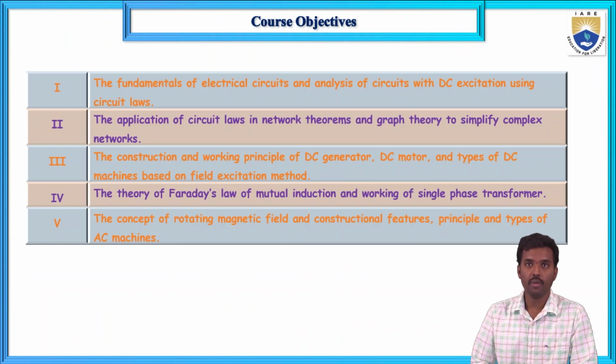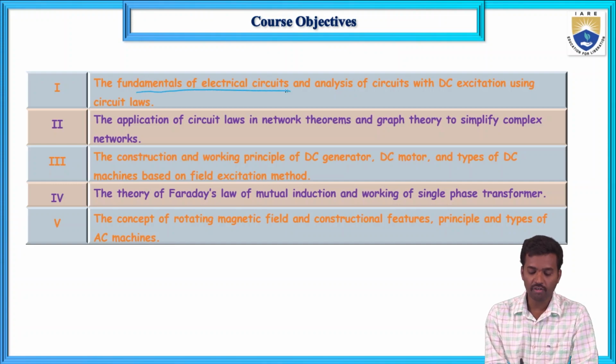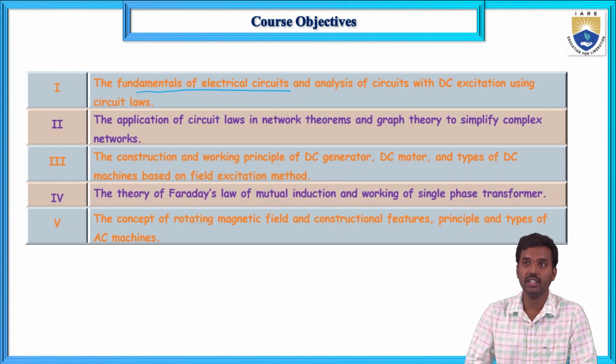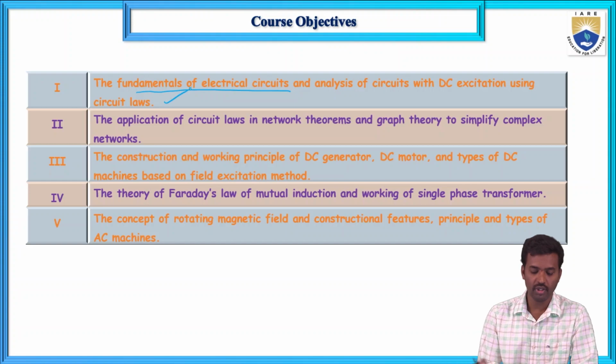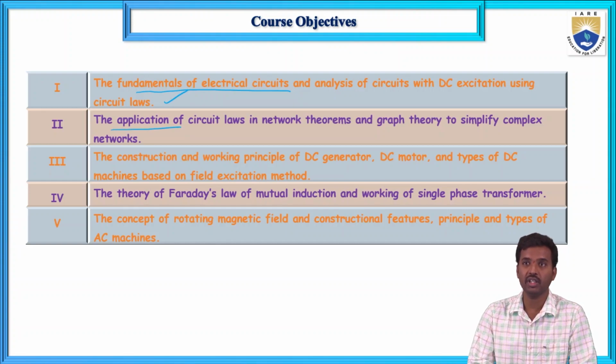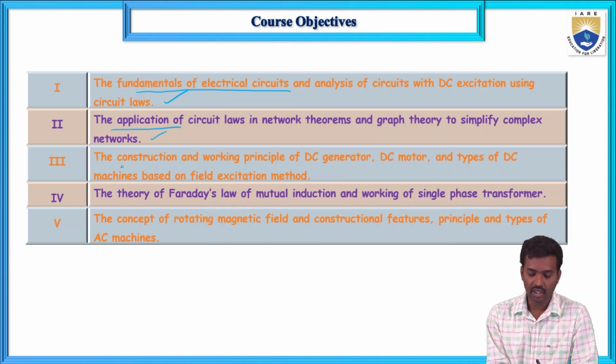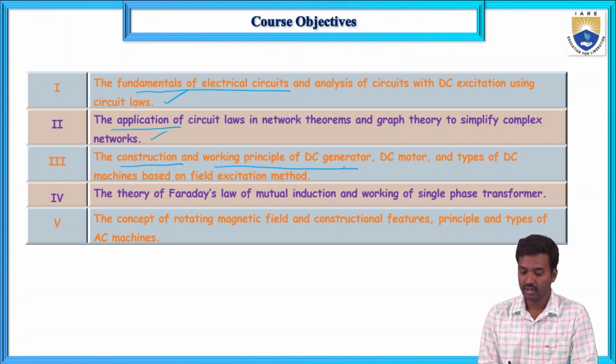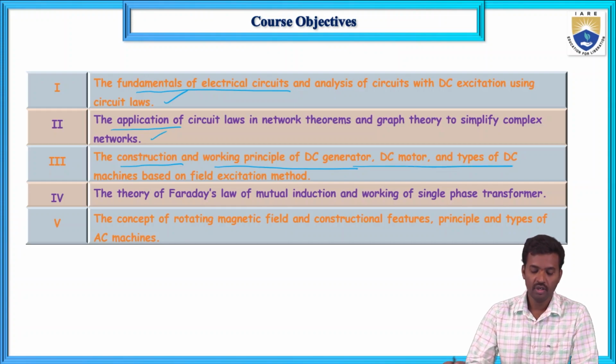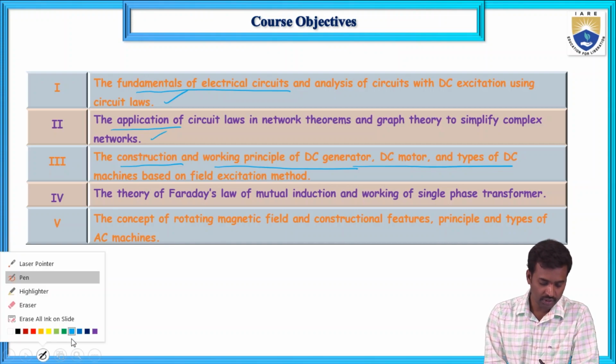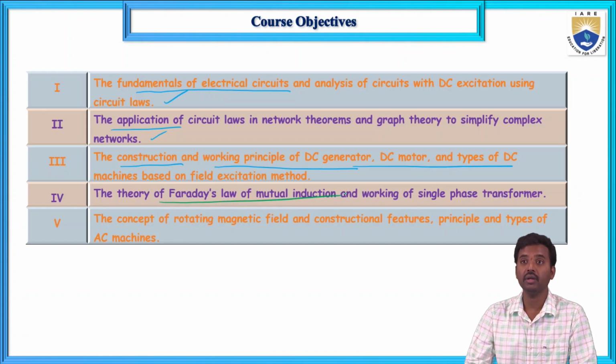Next, course objectives. Students will try to learn the fundamentals through a total of 5 objectives. The first objective is the fundamentals of electrical circuits and analysis of circuits with DC excitation using circuit laws. This is the first module, and this one is also the first module: applications of circuit laws in network theorems and graph theory to simplify complex networks, and construction and working principle of DC generator, motor, and types of DC machines based on the method of excitation, and the theory of Faraday's law and mutual inductance, and the working of single phase transformer. And the fifth objective is the concept of rotating magnetic field and constructional features, principle and types of AC machines. So these are the course objectives that students will try to learn.